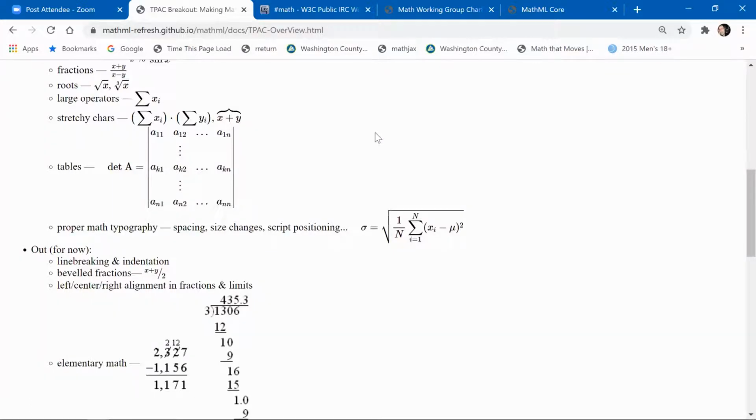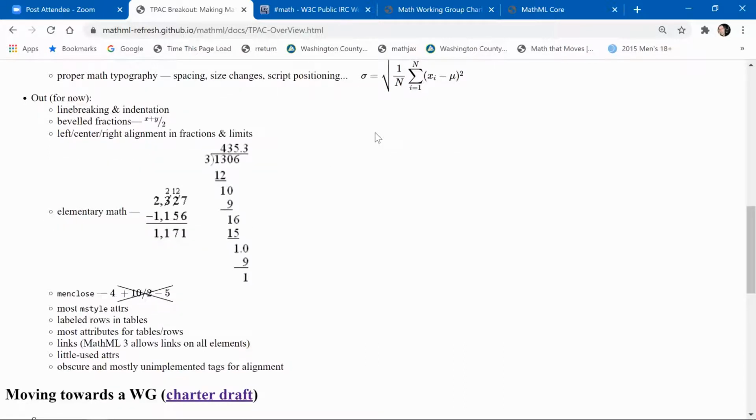And so you may be saying, well, that looks like pretty much all of math, and it is a lot of math. It's not quite everything. So what's not in core right now, we're going to have a core level two, and that'll incorporate some more things. So one thing is line breaking and indentation. So if you have a larger expression, it needs to break, and then it needs to figure out how to indent. Often the indentation wants to come back to, say, an equal sign or something. And so you align equal signs in the equation when it breaks.